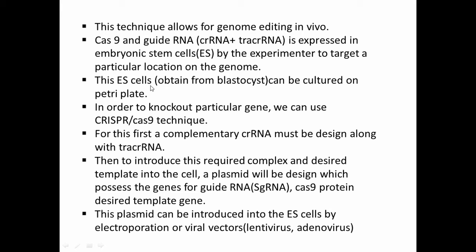These embryonic stem cells are generally obtained from the blastocyst. We all know that the blastocyst is one of the developmental stages of the organism. Now, these embryonic stem cells can be cultured on the Petri plate. So we obtain certain embryonic stem cells from the blastocyst of an organism, and we culture them on the Petri plate, and then with the help of the CRISPR-Cas9 technique, we can either knock out a particular gene, or we can even replace a particular gene within the DNA of that organism.